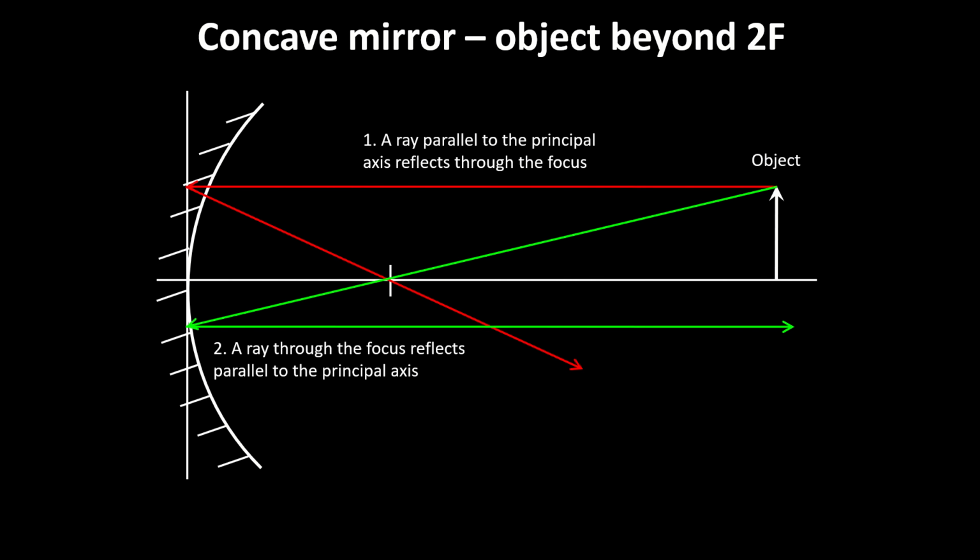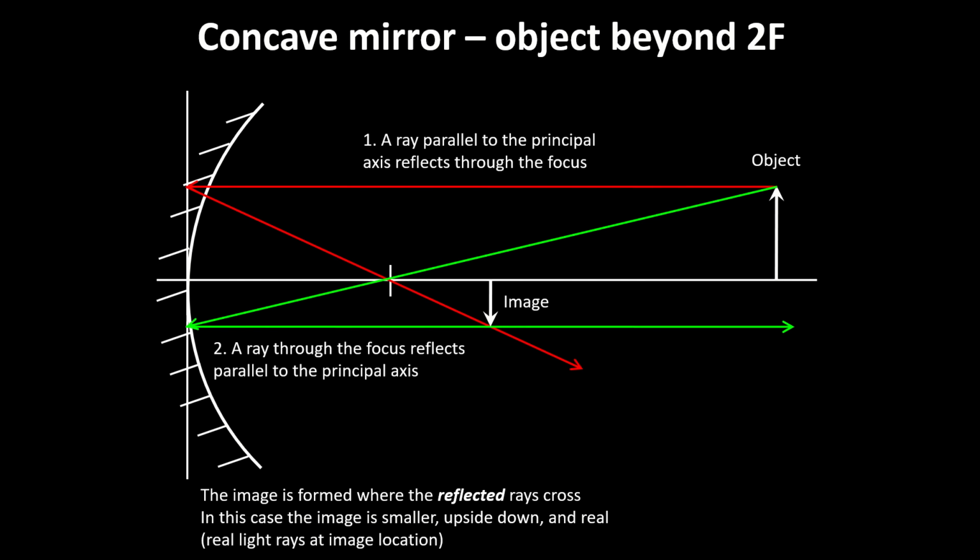So the image will be formed where the reflected rays cross. So the rays that are moving away from the mirror, where did they cross? That's where the image is formed. So in this case, the image is smaller than the object, it's upside down, and it's real. You can tell it's real because there are actually real light rays crossing at that point.